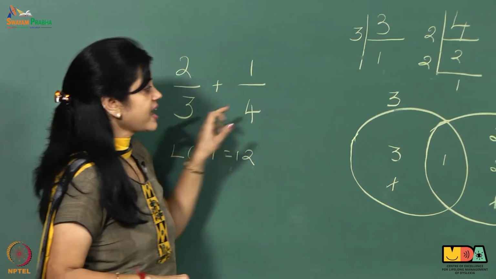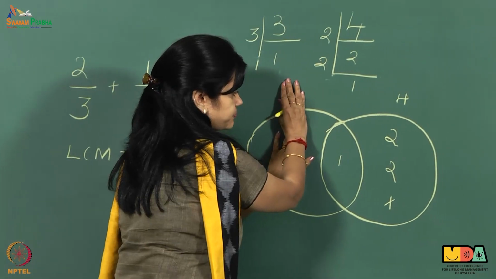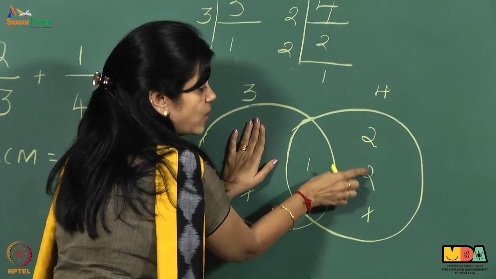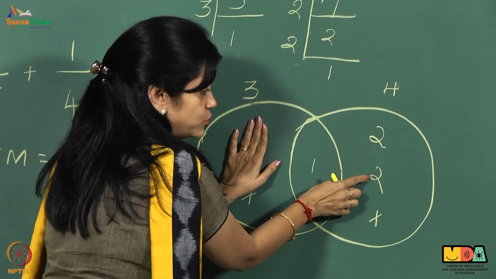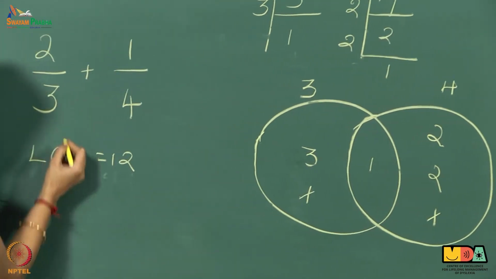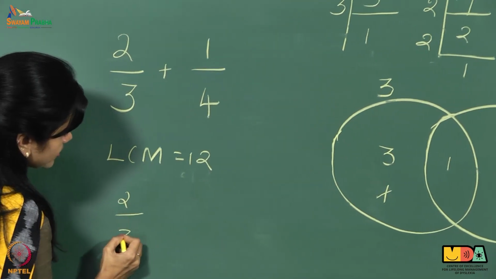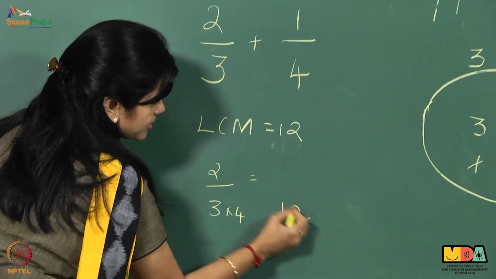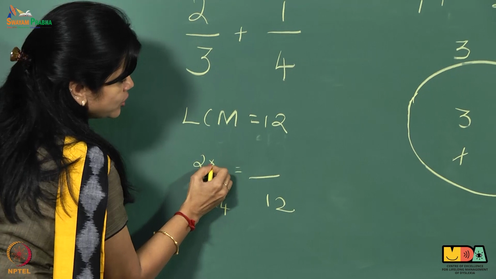So, what they can do is, what is the number that they see over here? 3. So, they have to cover this 3 and look into the opposite side. What do they see? They see 2 and 2. That means 2 into 2 is 4. That means they need to multiply 4 to get 12, and they have to do the same to the numerator too.